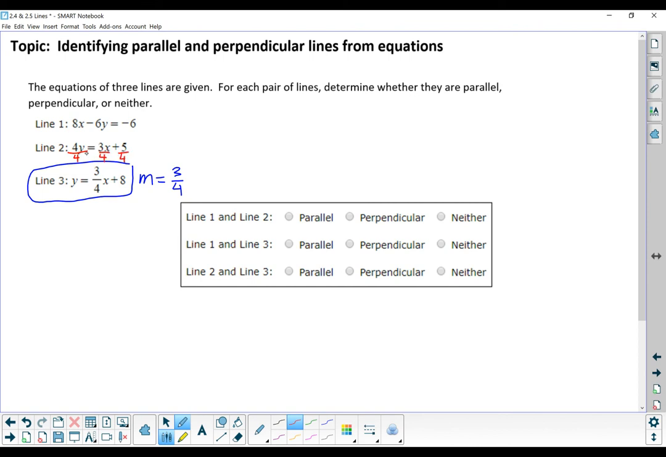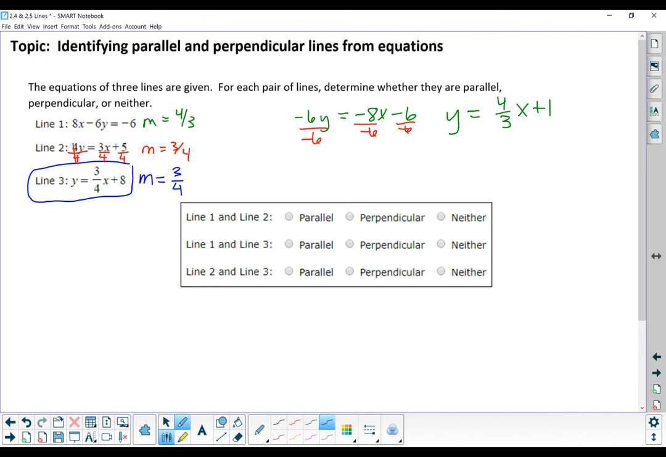So in this case, if we divide by 4, we can see that this second line also has a slope of 3/4. Line number 1 is a little more work to solve for y. Negative 8x. So I subtracted the 8x, and now I'm going to divide everything by negative 6. So we get y equals 4/3 x plus 1. So in this case, the slope is 4/3.